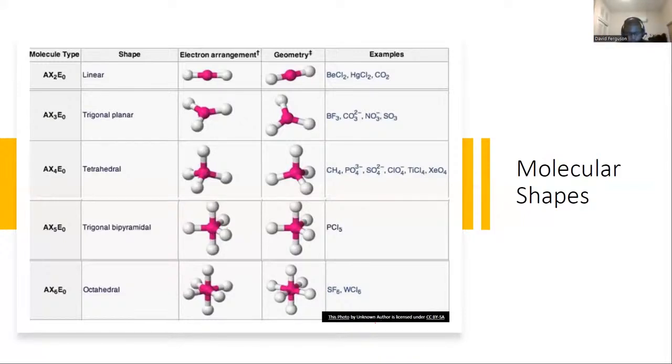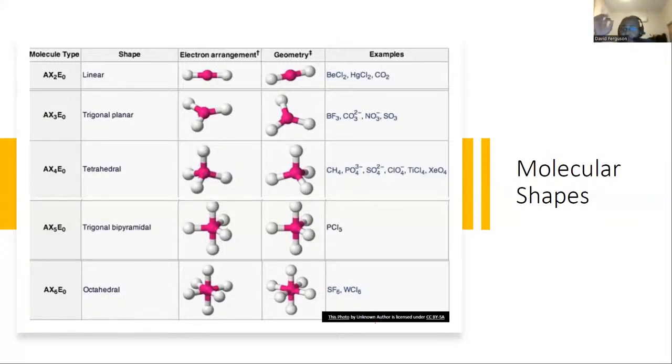Then you have your octahedral shape. There we go. Octahedral. I just want you to see the shape of them. See, we have six electron groups: one, two, three, four, five, six.